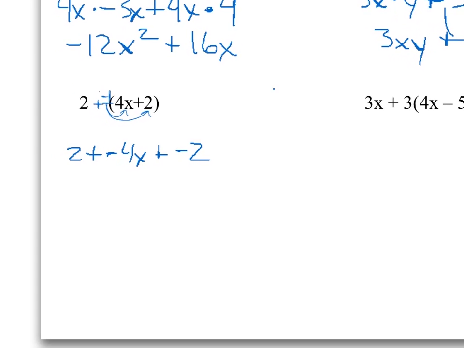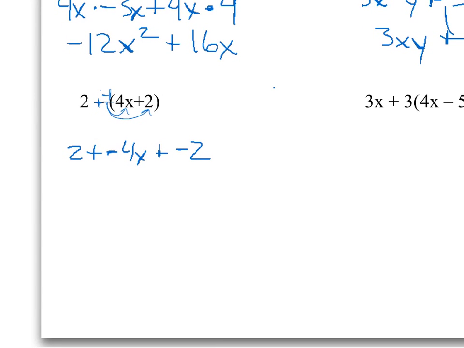So after this, if I want to simplify this expression, there's still some work to do. What do I need to do to finish simplifying this particular expression? Deidre.